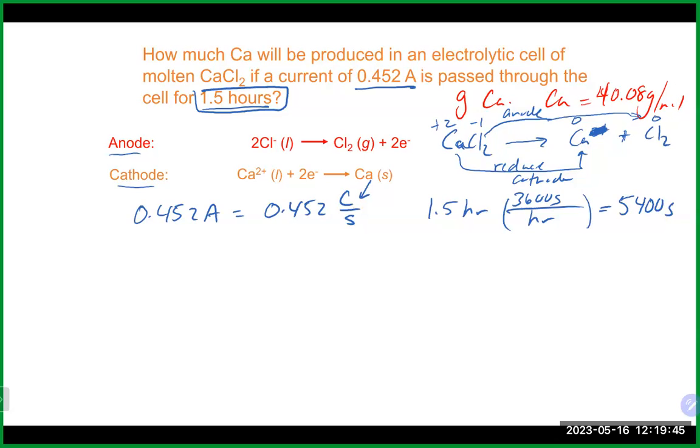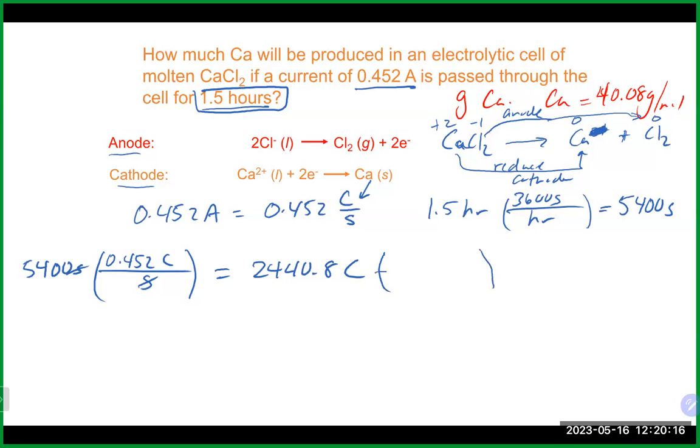So now we have seconds and we have our amperage. We're just going to multiply those together, and we're going to take our 5,400 seconds times our amperage, which is in coulombs per second. That's going to allow our seconds to cancel, and that will get us 2440.8 coulombs. This is the point where we're going to use Faraday's constant to convert that into moles of electrons. So we're going to divide by Faraday's constant, which is 96,500 coulombs per mole of electrons.